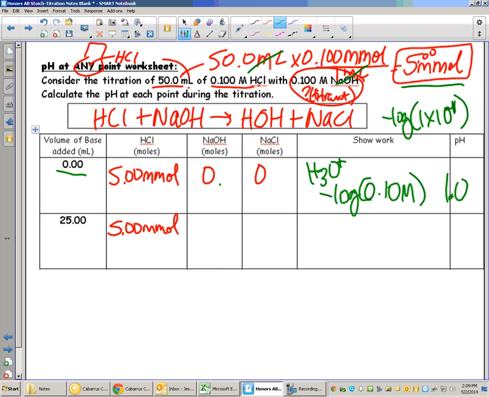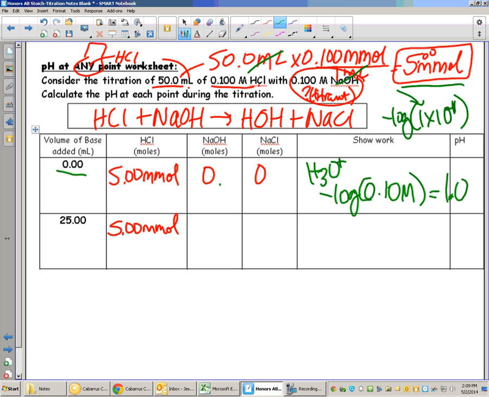So if I give you 1 times 10 to the negative 10, what's the pH? 10. Okay, 1 times 10 to the negative fifth is 5. That's only if you know that is the H plus concentration. So this pH is 1, and that makes sense. It's a strong acid. It's got a low pH.